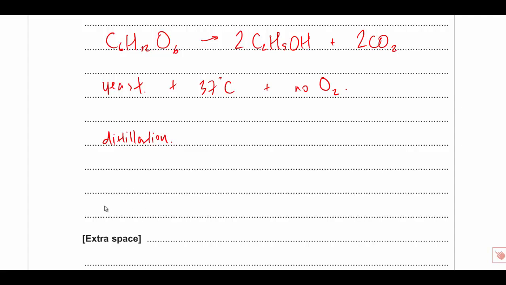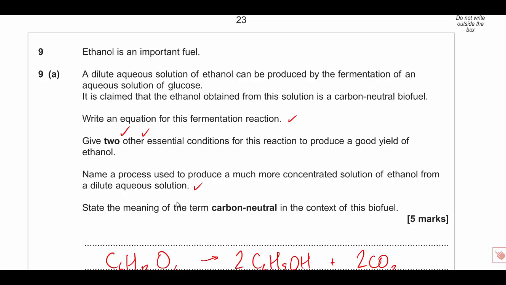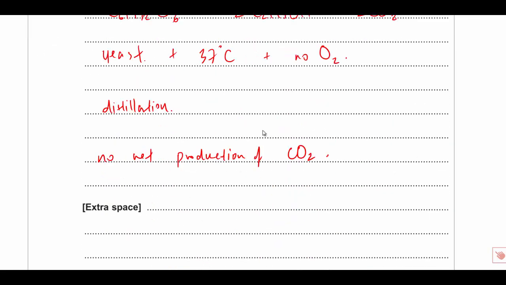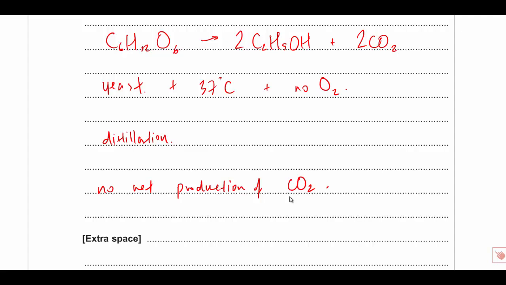State the meaning of the term carbon neutral. Easiest way to do this is probably no net production of CO2. The other way to describe that would be that the amount of carbon dioxide taken in when the plant grows is equal to the carbon dioxide produced when the fuel is burnt, including obviously fermentation as well. No net production of CO2 though makes that whole process a lot quicker. It's very, very much a quicker thing to write. 1, 2, 3, 4, 5 marks. Boom.